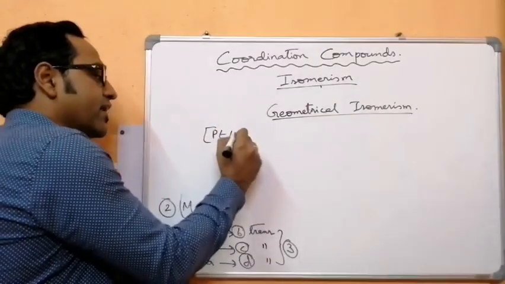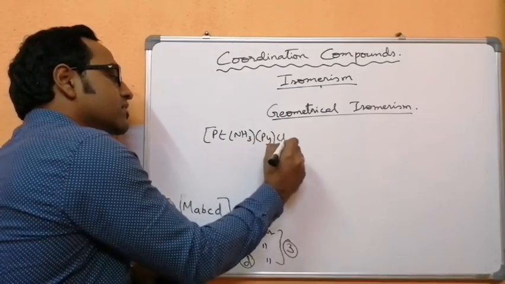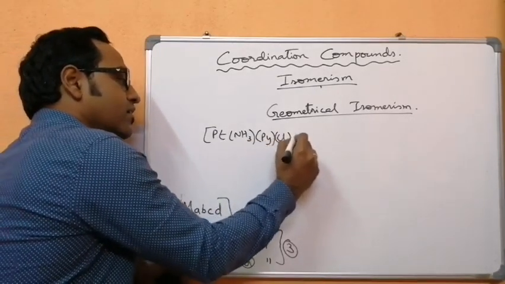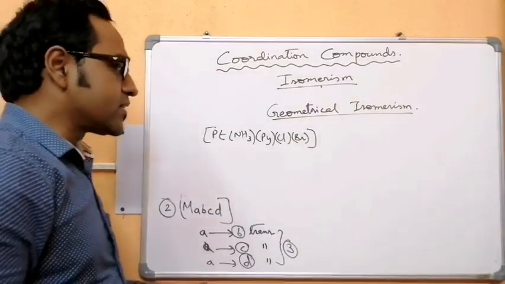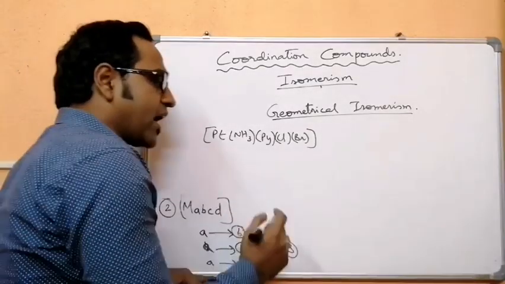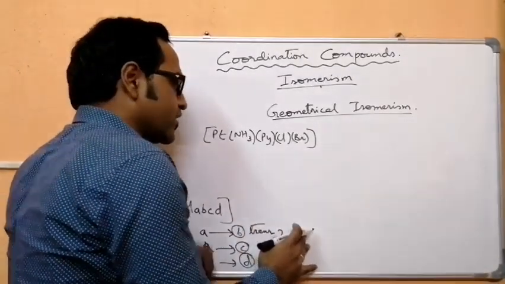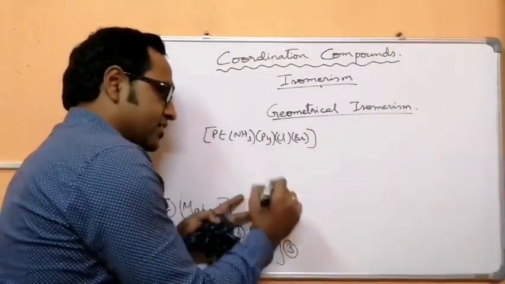Pt, NH3, pyridine, Cl, Br. This is one complex where all the 4 ligands are different. So it will have 3 geometrical isomers. So we will keep the first ligand NH3 fixed.